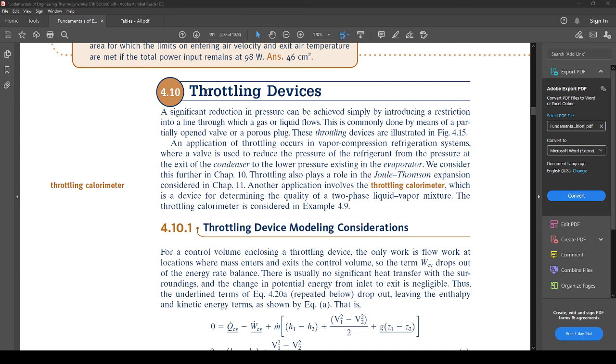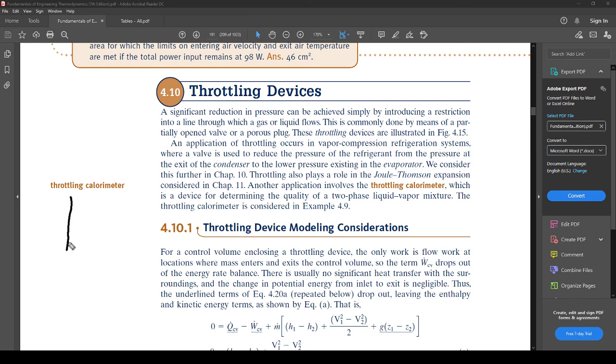So throttling devices, it says a significant reduction in pressure can be achieved by simply introducing a restriction into a line through which gas or liquid flows. This is commonly done by means of a partially open valve or a porous plug. So what this one is saying is the following.